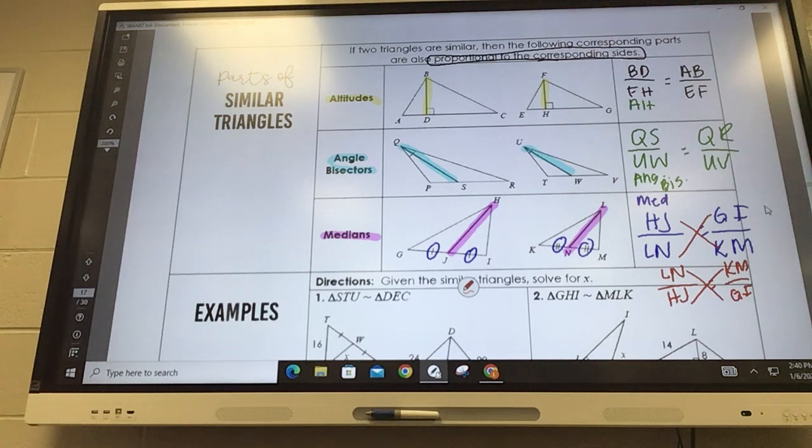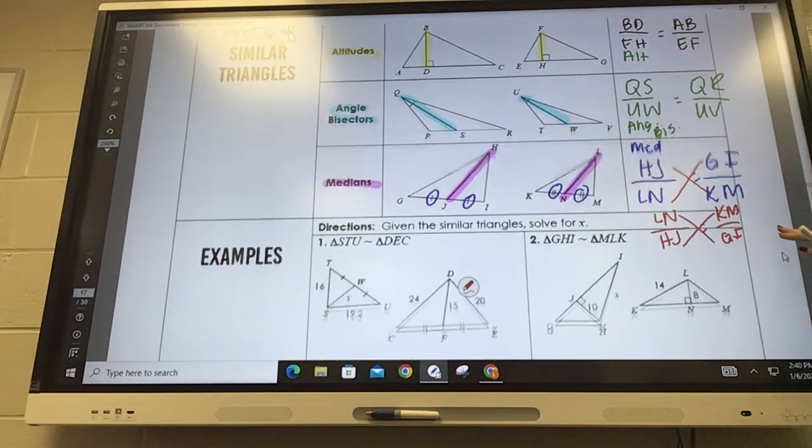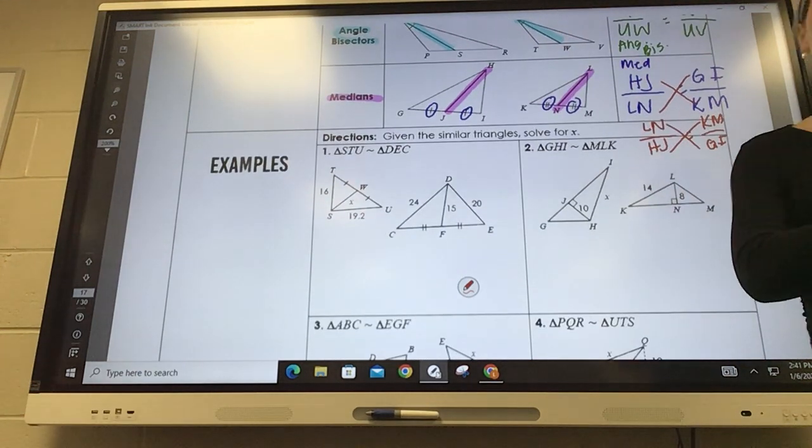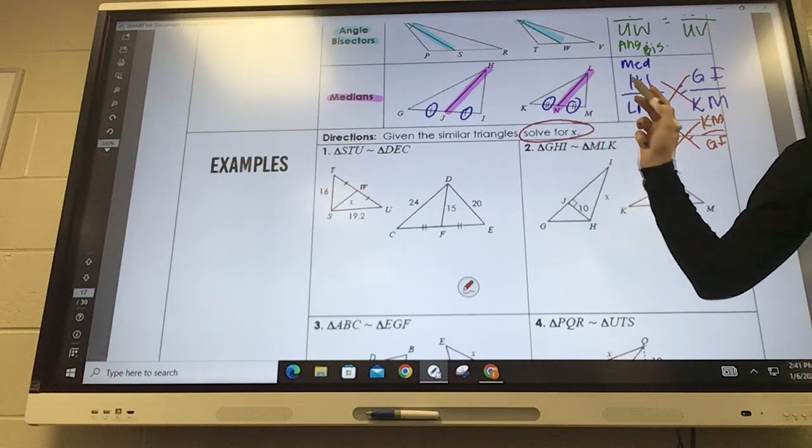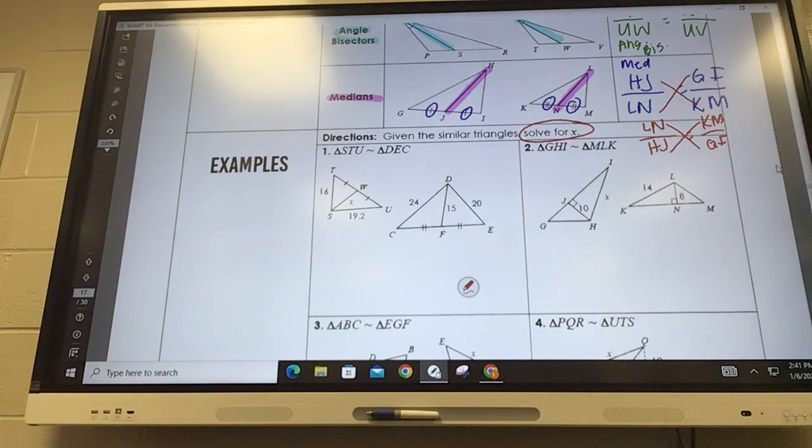Okay? All right, so let's get started on number one. We have similar triangles, so you know that all the pieces are going to be proportional to each other. But we're just going to solve for x, which is the missing piece.